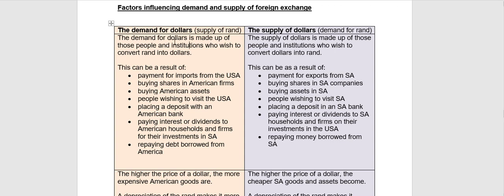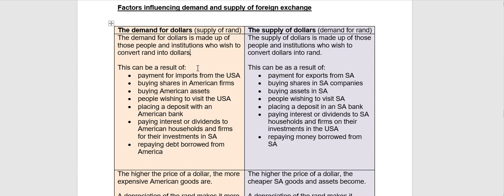So we're going to look at the pink block first, from the top to the bottom. If we look at the demand for dollars, and automatically, as I said, when there is a demand for dollars, it creates automatically a supply of rand as well. So the demand for dollars is made up out of all those people, institutions and businesses who want to convert rand into dollars. And remember, when we convert rand into dollars, it means that we are selling rand in order to buy dollars.